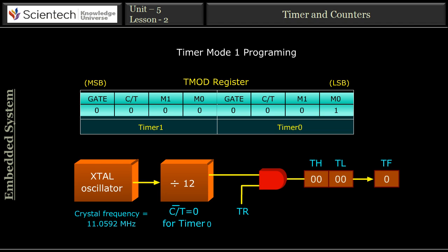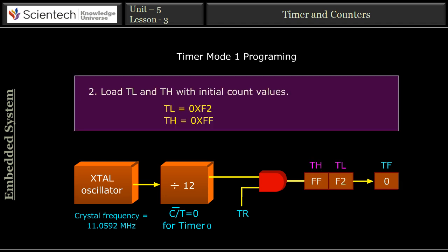We don't want to use timer 1, so all the bits of timer 1 are 0. But in timer 0, we want to use mode 1. To select mode 1, the values of M1 and M0 are 0 and 1 respectively. And the values of C/T and gate are also 0. So finally, the value of the TMOD register is 00000001, that is, 0x01.